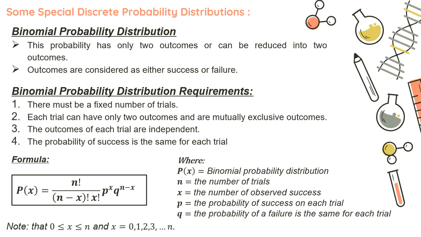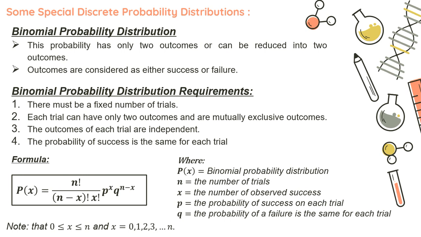So, given po natin yung formula na probability of x is equal to n factorial divided by n minus x factorial times p raised to x, q raised to n minus x. May note po tayo dito. Dapat po yung x po natin is greater than or equal to 0 but less than or equal to n. Okay po?